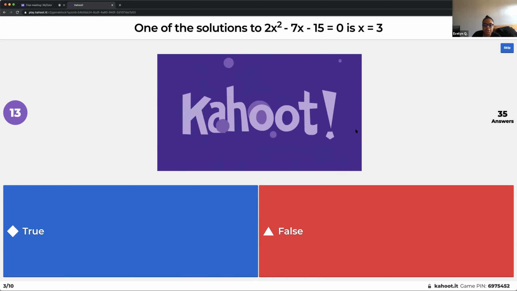So someone asked, will you be given the quadratic formula in an exam? I think this one depends on your exam board. So I think for Edexcel, you need to know it.